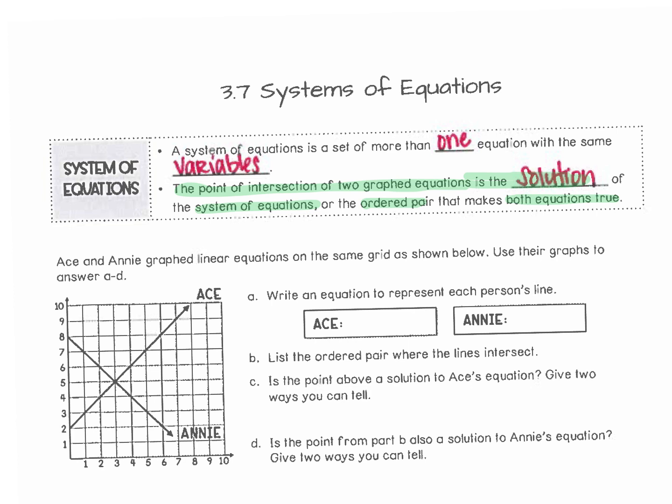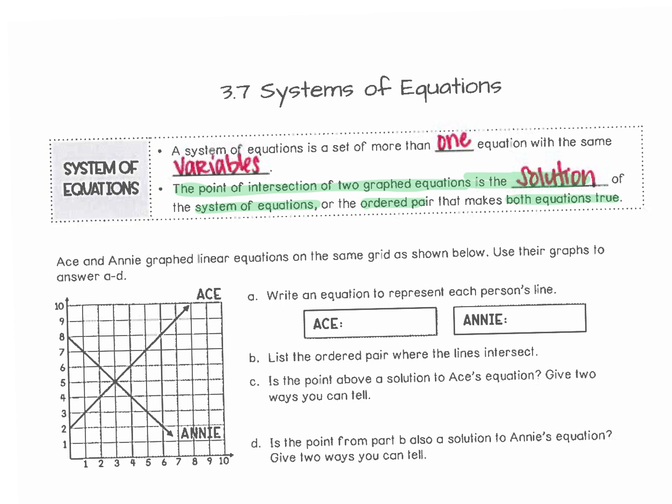As we move down the page, this first example says Ace and Annie graphed their linear equations on the same grid as shown below. Use their graphs to answer questions A through D. So we have our questions right here. Our graph, the line that's going upward is Ace. The line that's going downward is Annie.